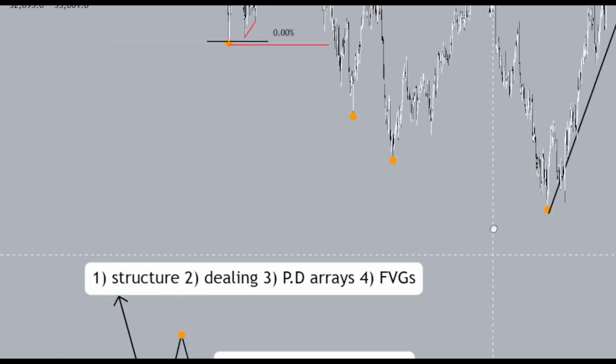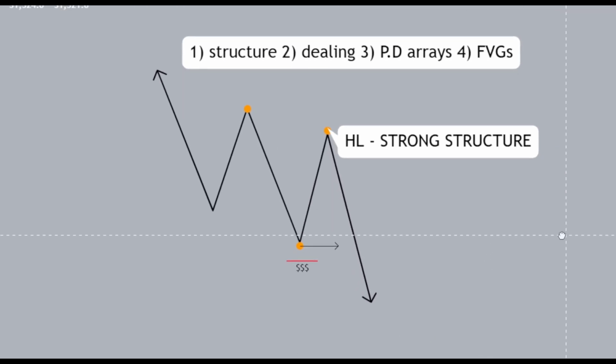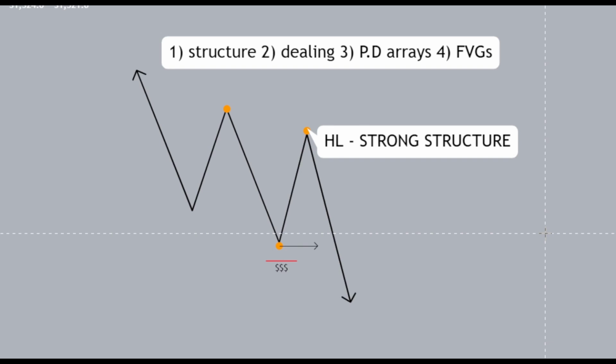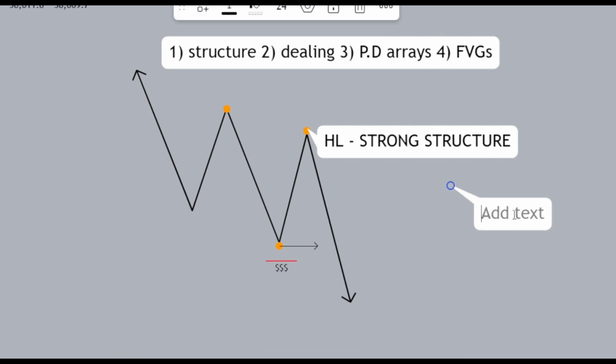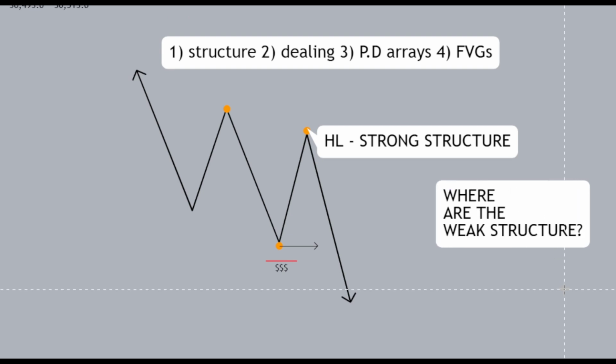So if there's one thing you took from this video, it's the importance of understanding and determining a bias, which I've made plenty of videos on, structure, dealing range, PD arrays, and fair value gaps. And to determine the next draw on liquidity, the golden question is, where are the weak structures? Ask yourself this question, and more often than not, you'll be on the right side of the fence, if you understand market direction and if you understand the concept of weak versus strong structure.